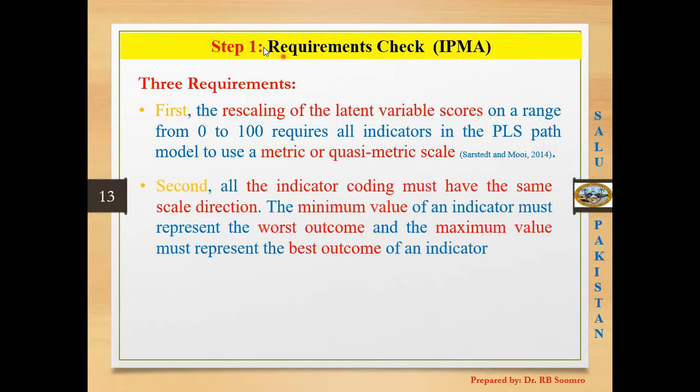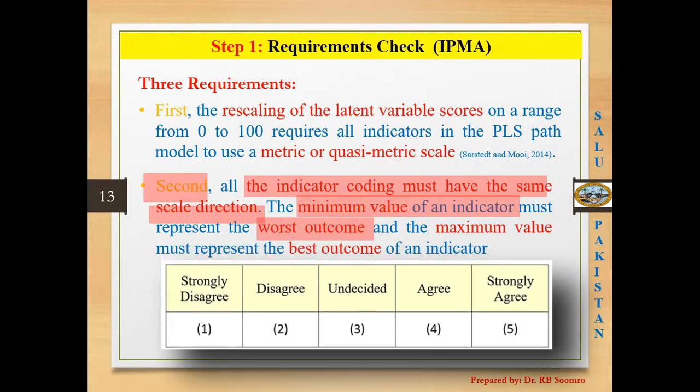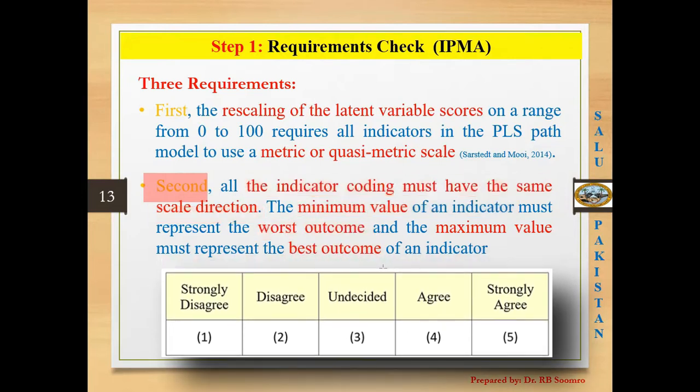Second, the requirement is that all the indicator codings must have the same scale direction. For example, the minimum indicator value must have the worst outcome. Looking at this image, one is strongly disagree and five is strongly agree. If you are following the 7-point Likert scale, then the first should be strongly disagree, because the minimum value should be worst and the maximum value should be the best, like 7 should be strongly agree, or 5 should be strongly agree.